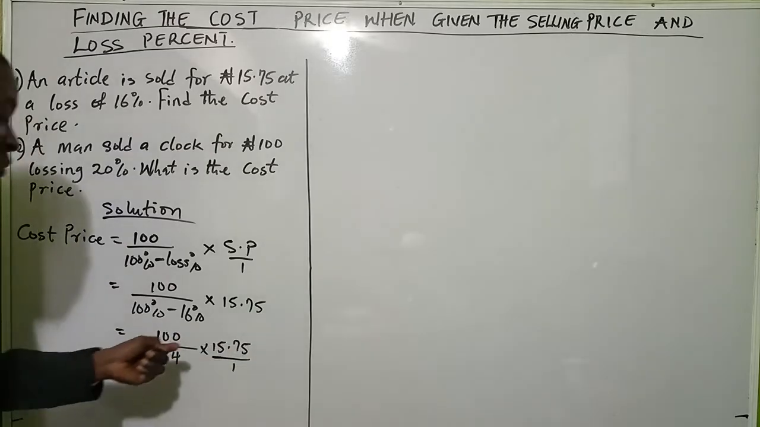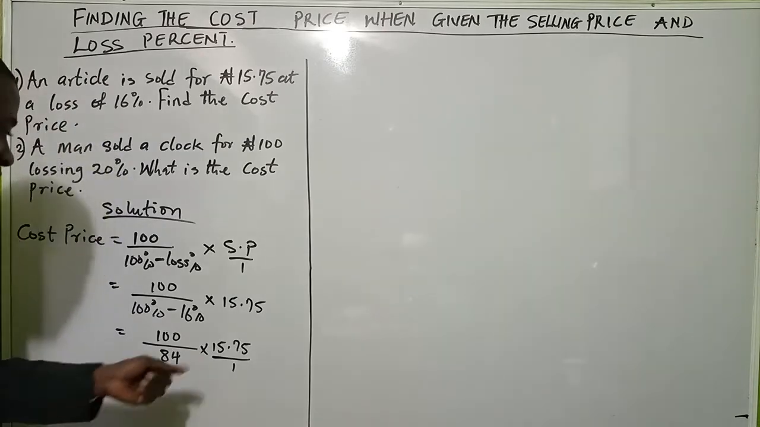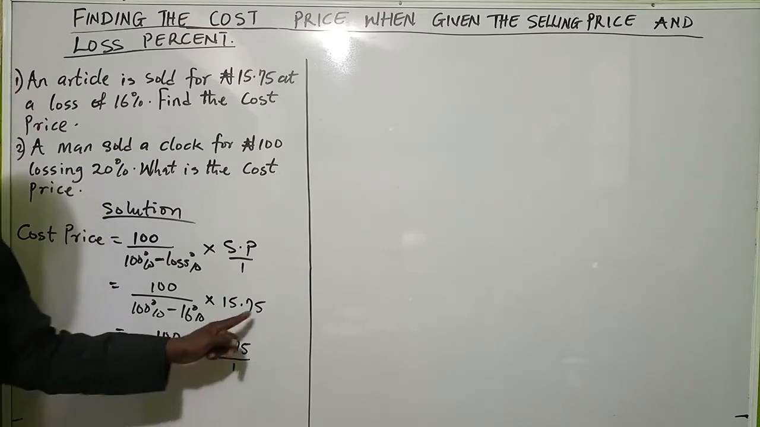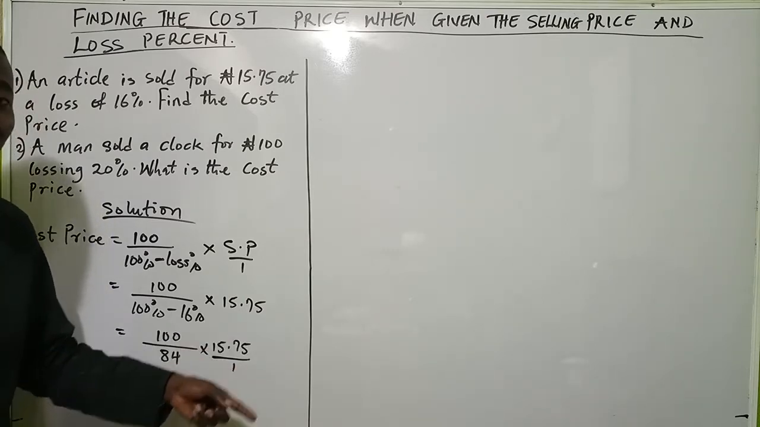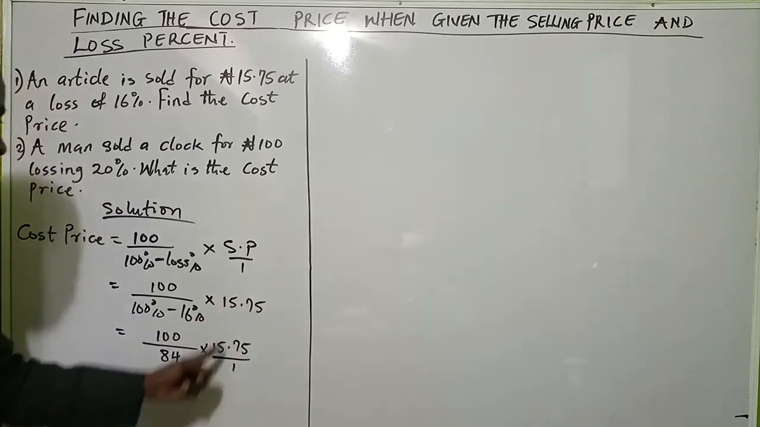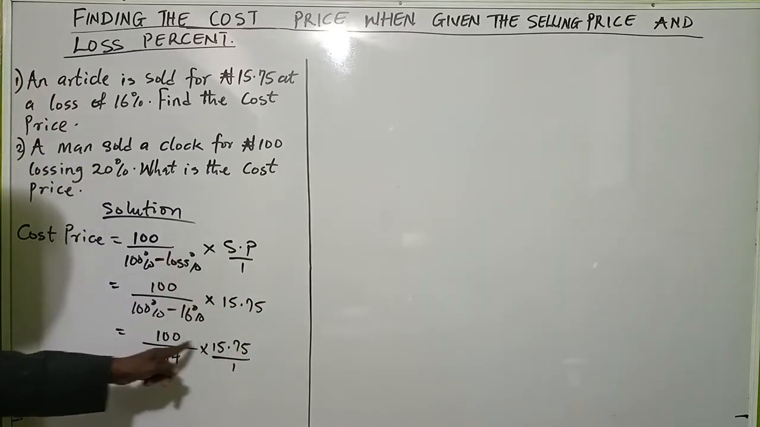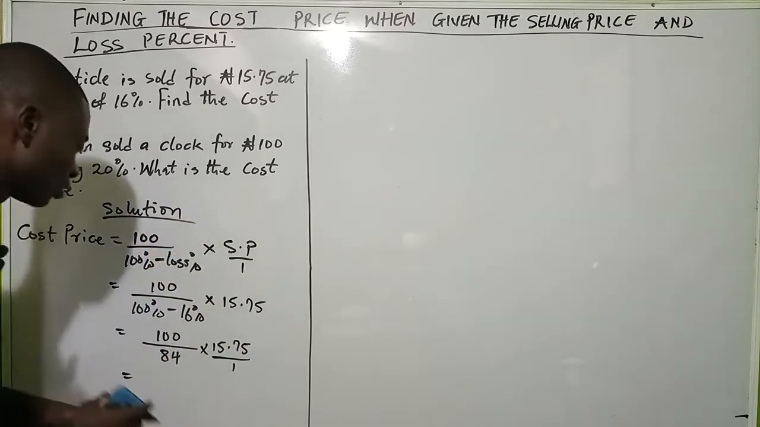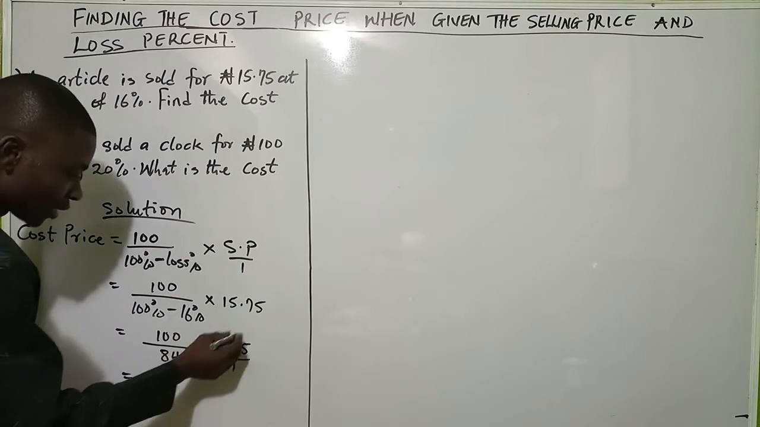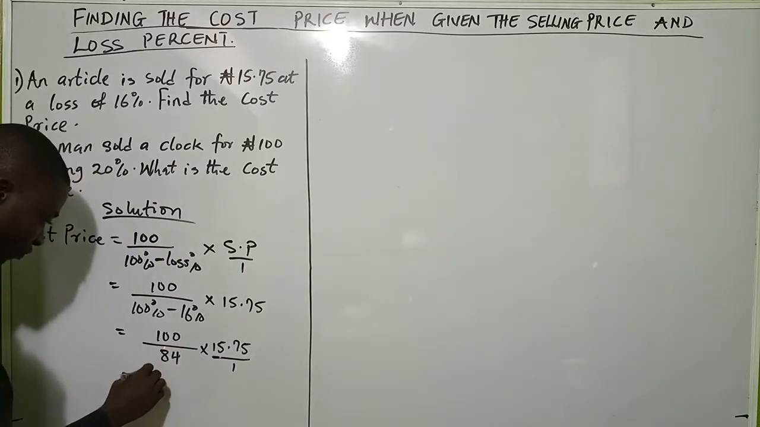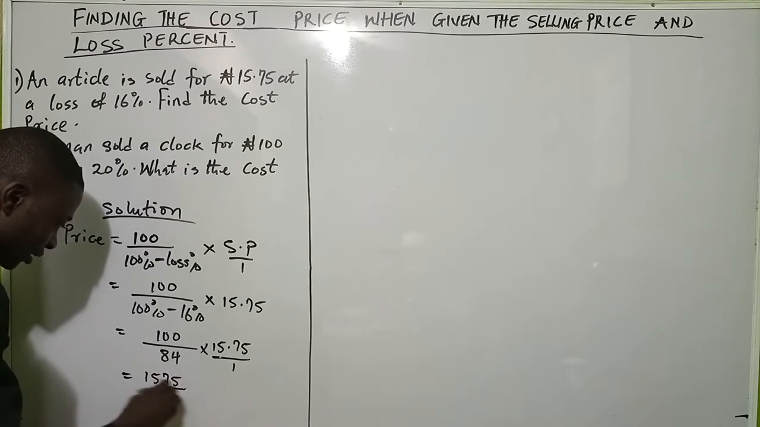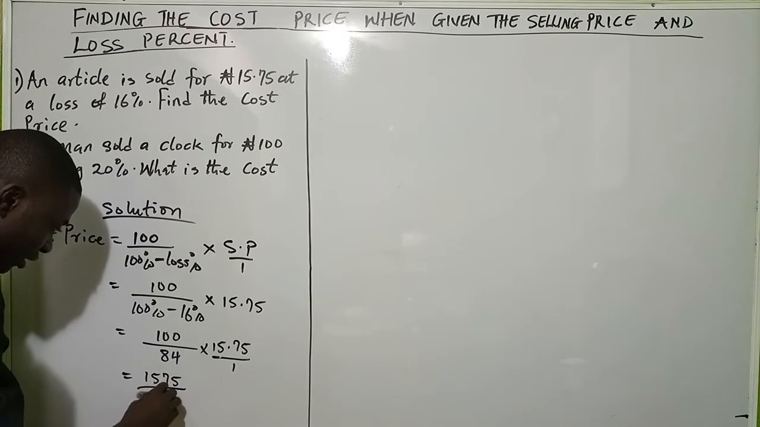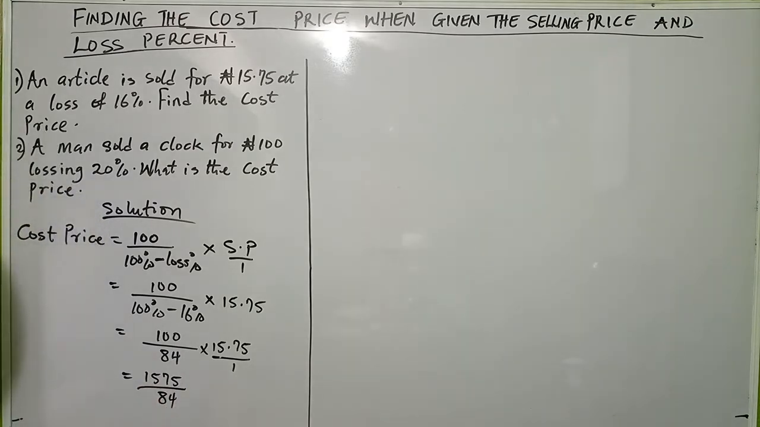Remember in one of our videos when we were talking about multiplication of decimals, I said that when you are multiplying by 100, the decimal point moves forward. And when you are dividing by 10 or by 100 or 1000, the decimal point moves backward. This time we are multiplying 100 times 15.75, so the decimal point is going to move forward 2 times. So our answer becomes 1575 over 84.